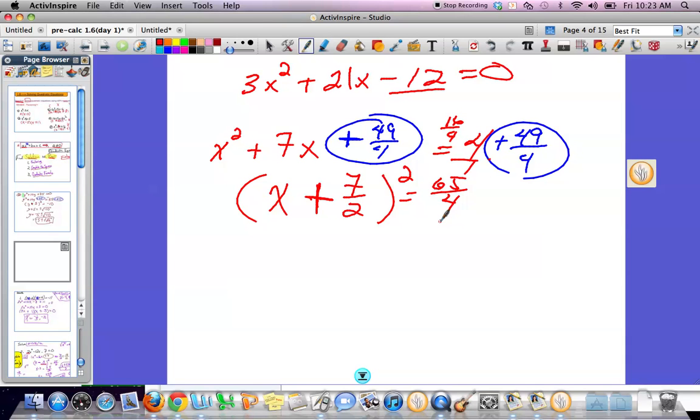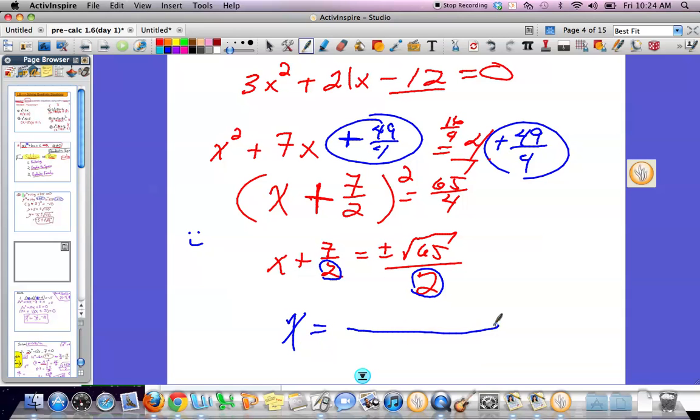We're almost done. We have to undo squaring by square rooting. So I have x plus 7/2 equals plus or minus the square root of 65 over the square root of 4. And the square root of 4 is 2. This should make you smile right here because you have a common denominator, that's good. So x is going to be, this is all over 2, negative 7 plus or minus the square root of 65.